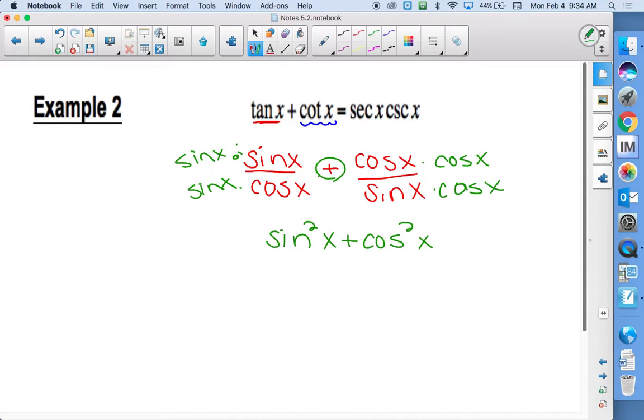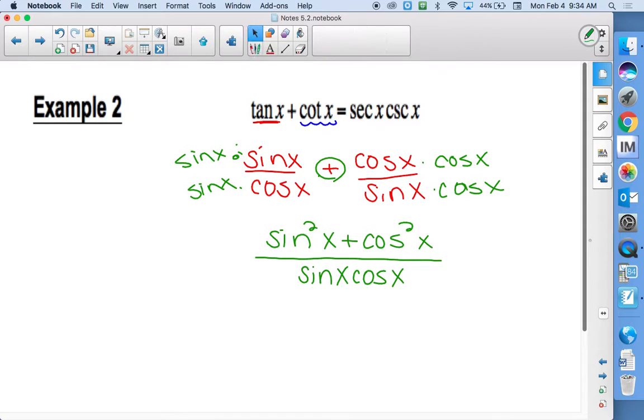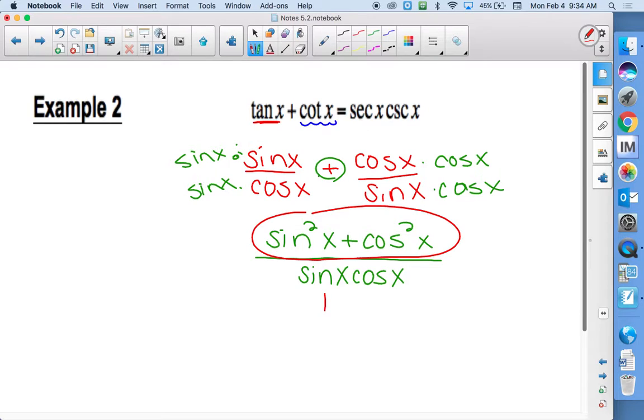Right. So now the top, you have a sine squared and a cosine squared. The bottom is now multiplication of sine times cosine. And the identity, Sean, that we can use with sine squared plus cosine squared is equal to 1. So there's that Pythagorean identity. They get used in most of the problems.